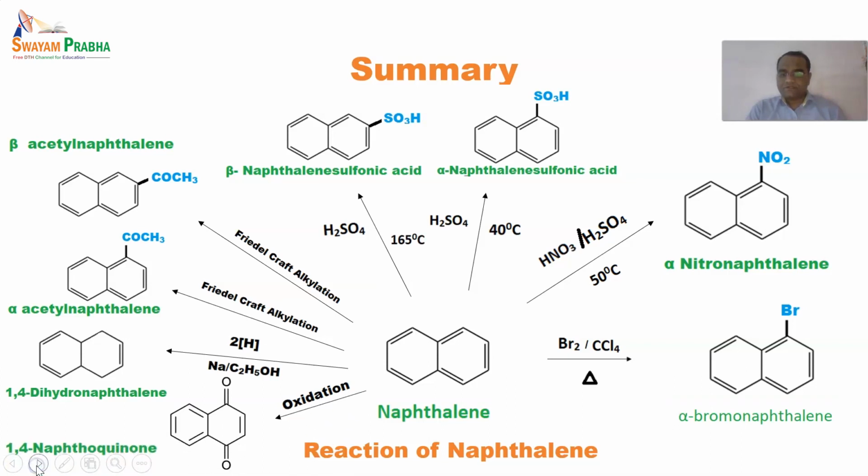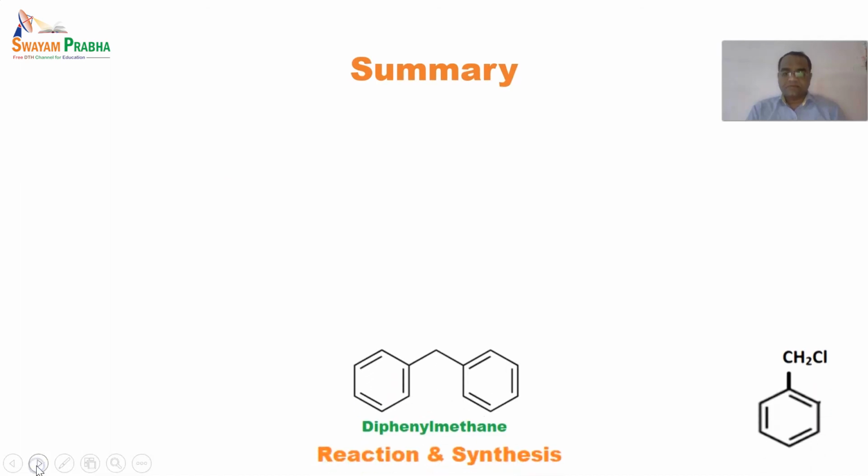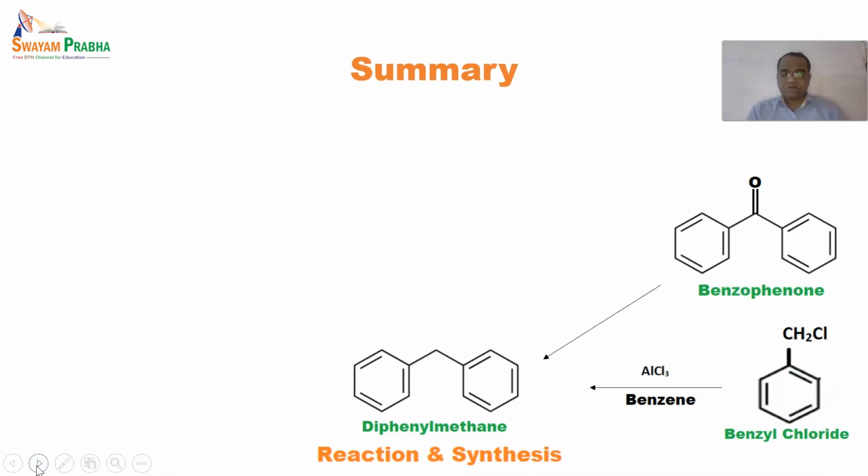And lastly, we have seen oxidation. So carbon number first and carbon number fourth have been oxidized. After that, we have seen reactions of diphenylmethane. So it is nothing but a Friedel-Crafts type of reaction, that is benzyl chloride reacting with benzene in presence of a Lewis acid. After that, reduction of benzophenone by zinc amalgam. After that, toluene. So from toluene it is again a multi-step reaction. We have just mentioned the starting material over here.